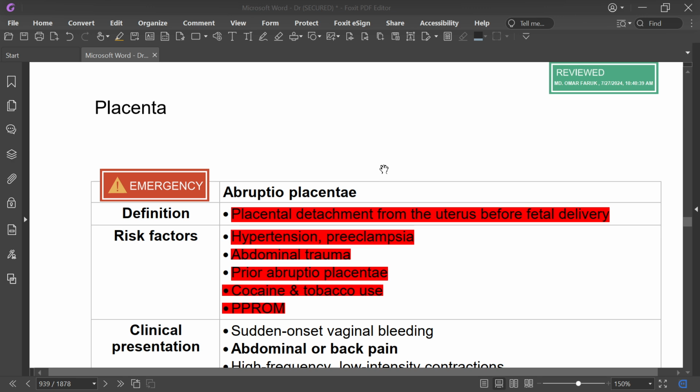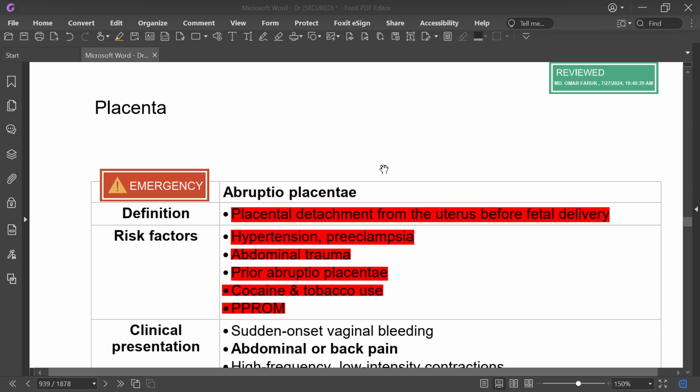So again, I would like you to keep in mind: hypertension, preeclampsia, drugs like tobacco and cocaine, prior abruptio placenta, preterm pre-labor rupture of the membrane, and abdominal trauma.